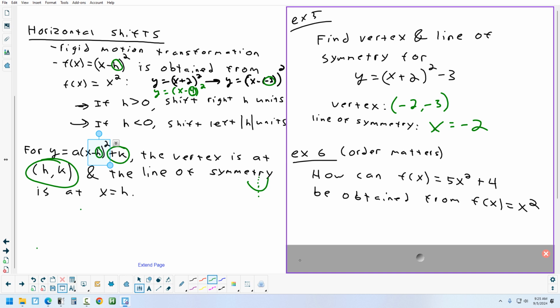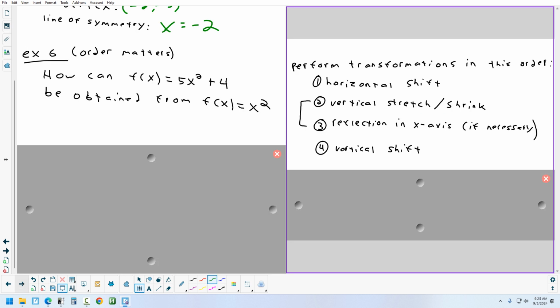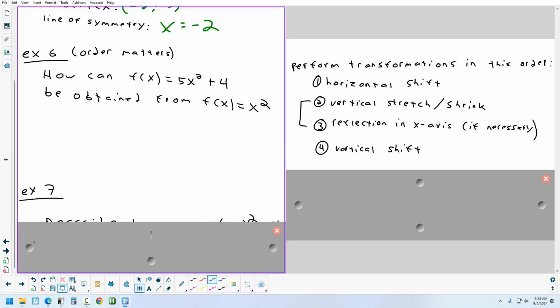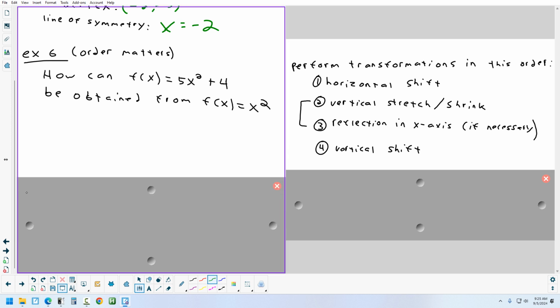All right, so let's look at another one. And I'm going to start to talk about the order that we need to do transformations in. If you're not sure why the order matters, think of a problem with PEMDAS. Take a number, again, in your head, multiply it by 5 and add 4. And then do it the other way around. Add 4 and multiply by 5. Will you get the same answer for every possible number you could try?